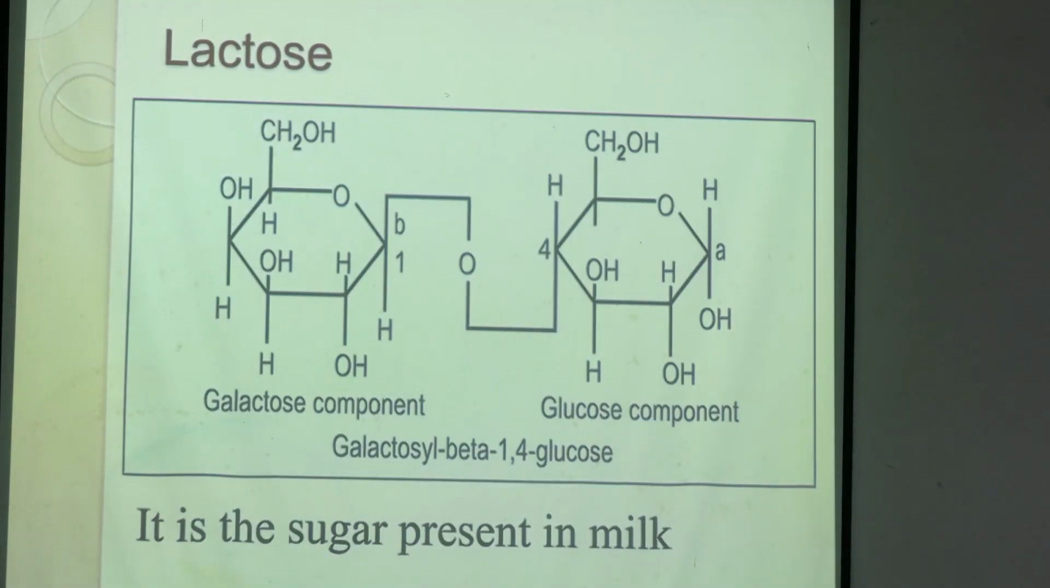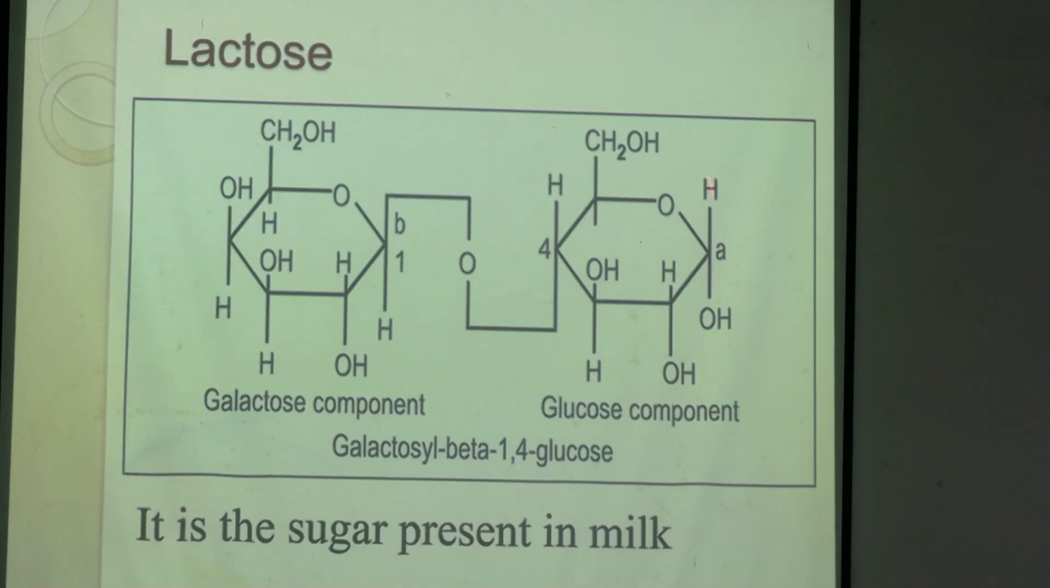Second disaccharide, another most important disaccharide, is lactose. What is the other name of lactose? Milk sugar, and it is composed of galactose and glucose. So what is the bond? Why did I say galactose first? Because galactose is the glycosidic bond forming monosaccharide here. So it is in beta formation. So beta galactosyl 1,4 glucose.